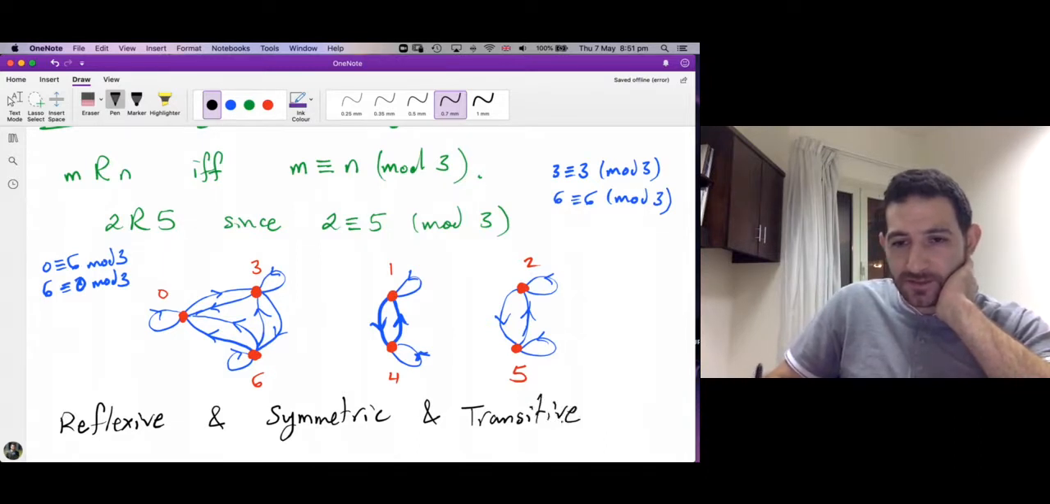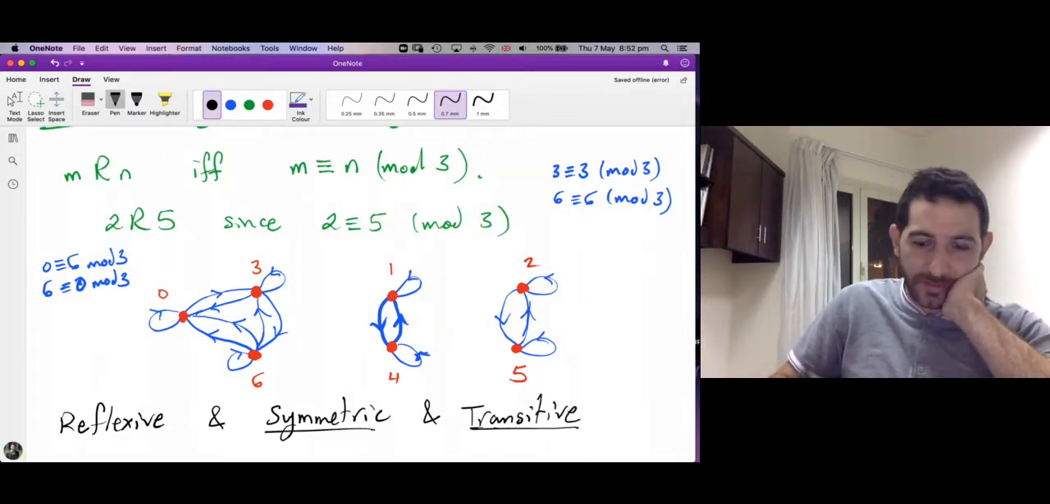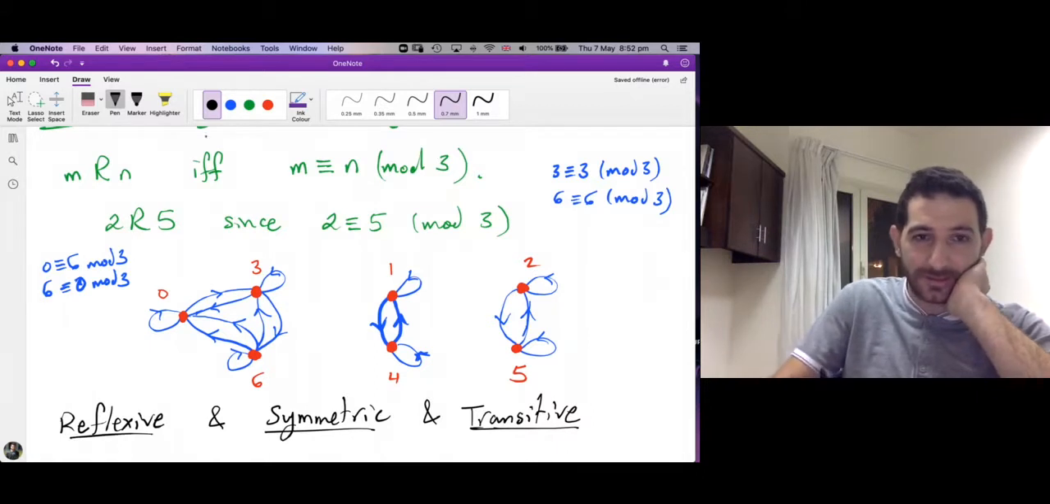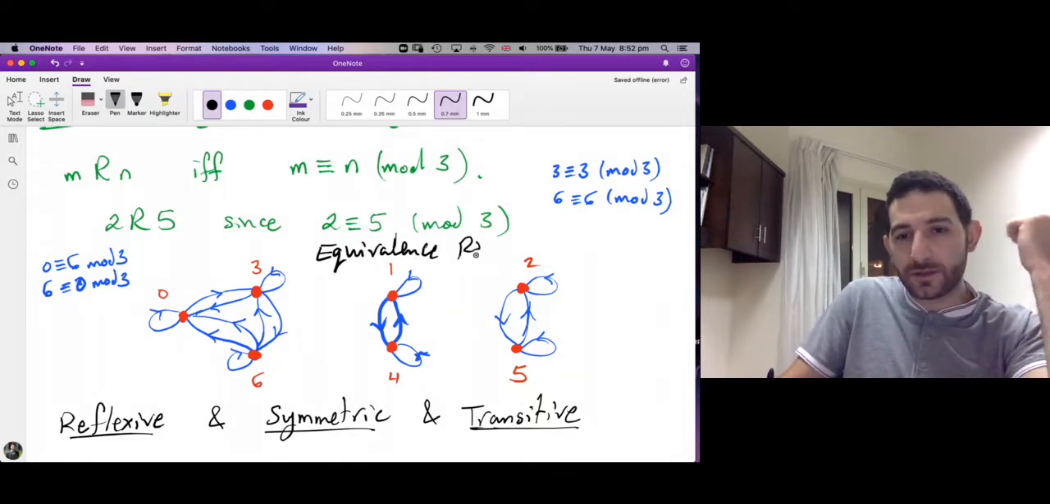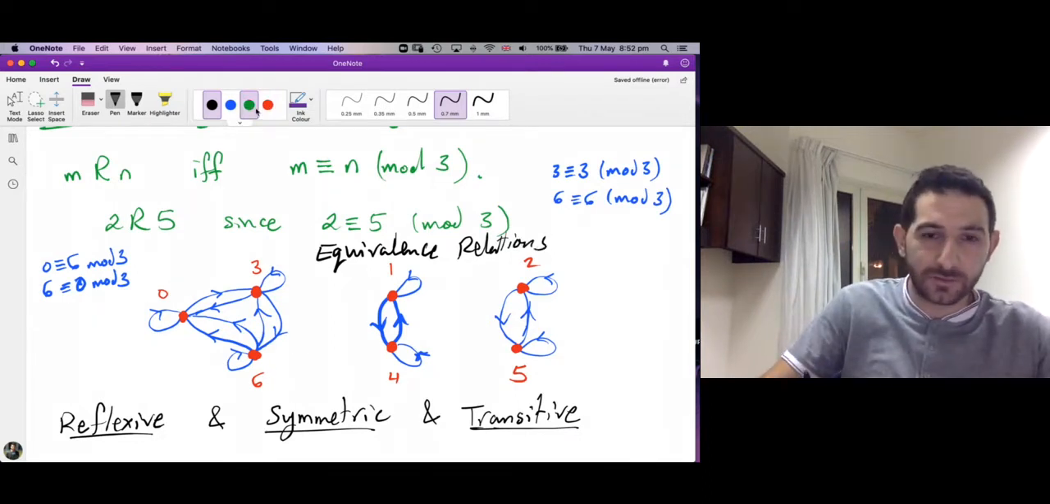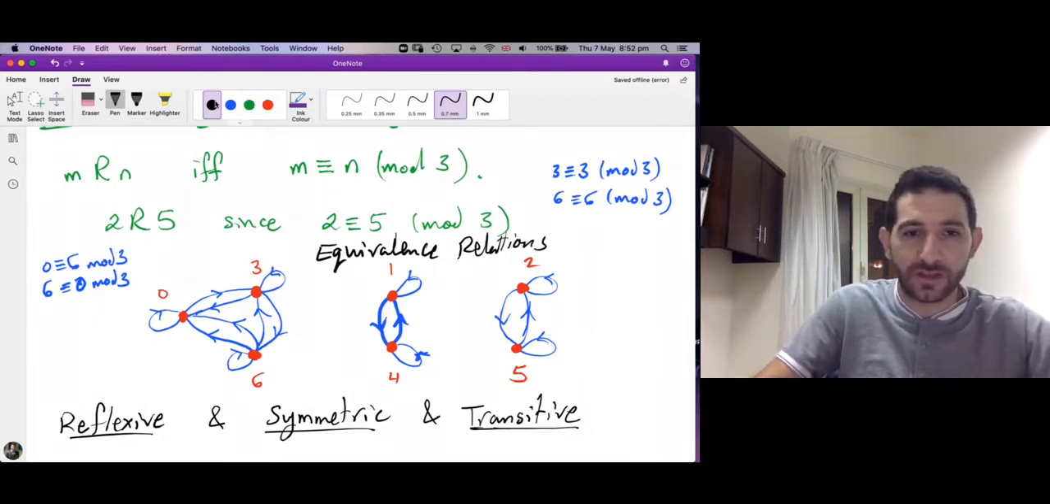So it satisfies the 3 properties, and so this is an equivalence relation. Okay, now what do you notice about equivalence relations? We will see that this will always be the case.